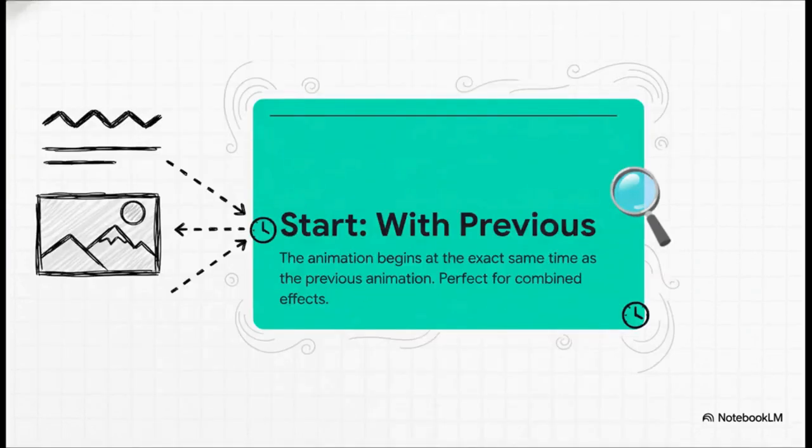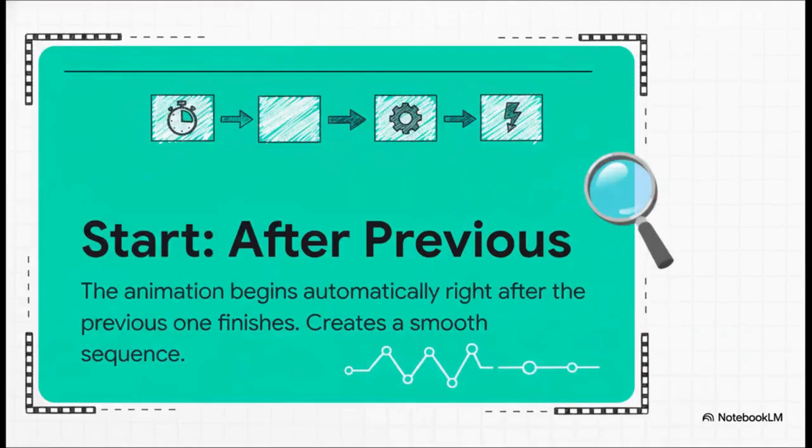Coming to the next point, we have with previous. Now, you use this when you want 2 or more things to happen at the exact same time for maximum impact. For example, you could have a title and an image appear together by setting the second animation to start with previous. The third option is after previous. This one is perfect for creating an automatic sequence. As soon as one animation finishes, the next one begins automatically, without you needing to click. It's a great way to create a smooth, continuous flow of information.